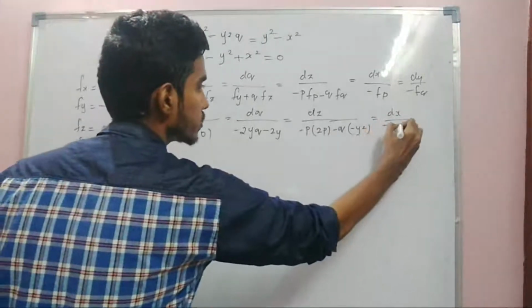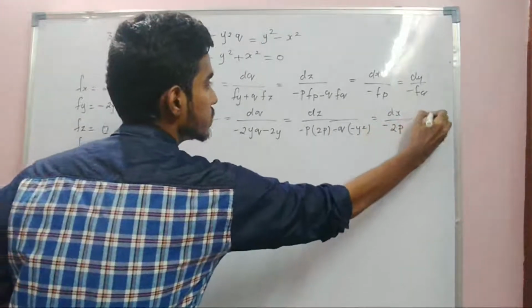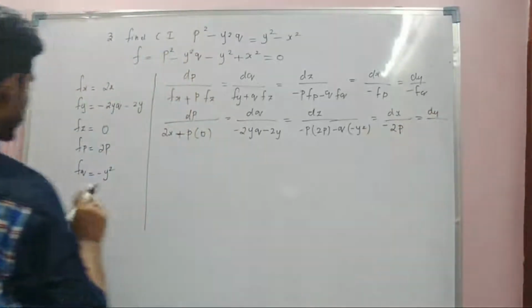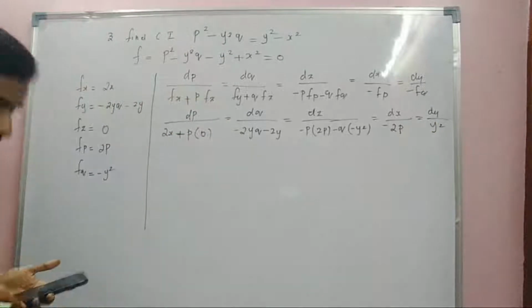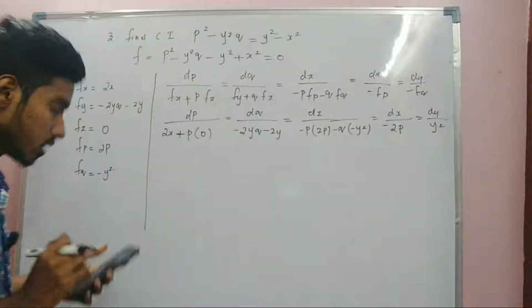So we will have minus 2p, and this is equal to dy divided by minus fq. So we will have y square. So this is our Charpit's auxiliary equation.